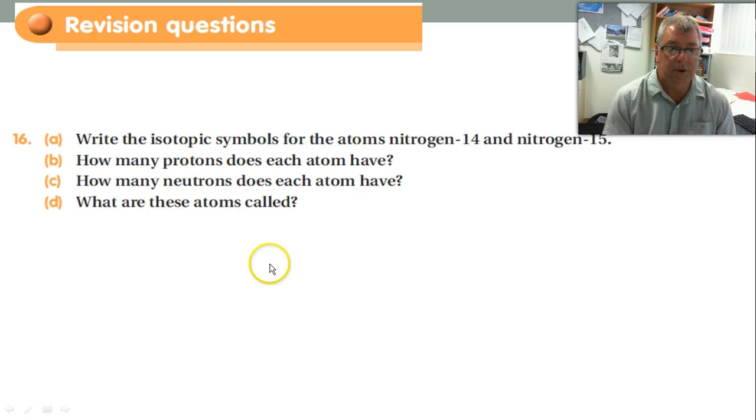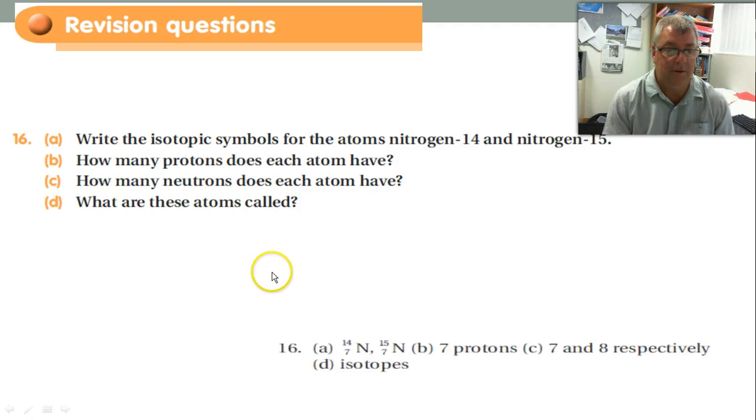And you'll also be doing these questions relating to isotopes in class as well. So don't do them for homework. Wait until you get to class to do them. That way I can help you. And there are the answers as well.